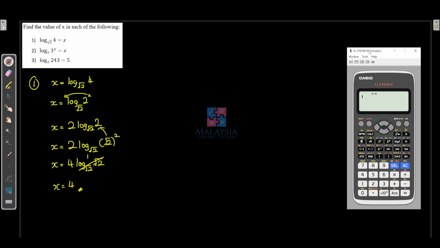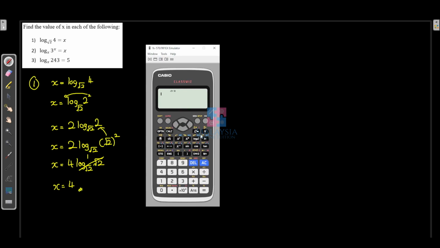This is how you prove the answer to be correct. So how to prove the answer to be correct? Now use your calculator. Log base square root 2, and then inside is 4. So you can see the answer is 4. We have proven the answer.